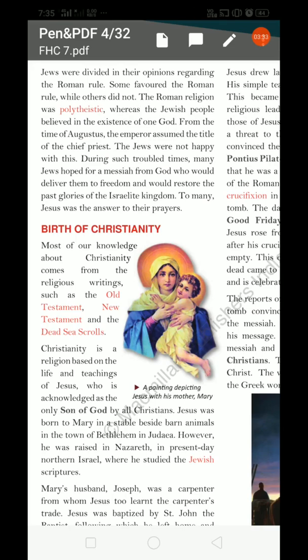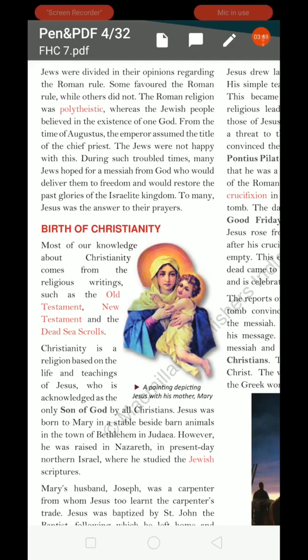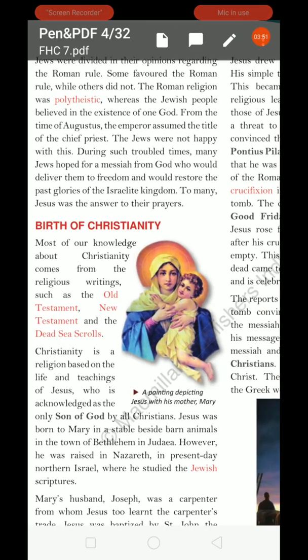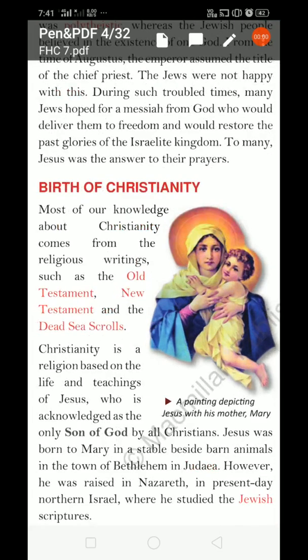From the time of Augustus, the emperor assumed the title of chief priest. When Augustus ruled the kingdom, the emperor Augustus thought that he is the priest, he is the head, and he is a god. The Jews were not happy with this.